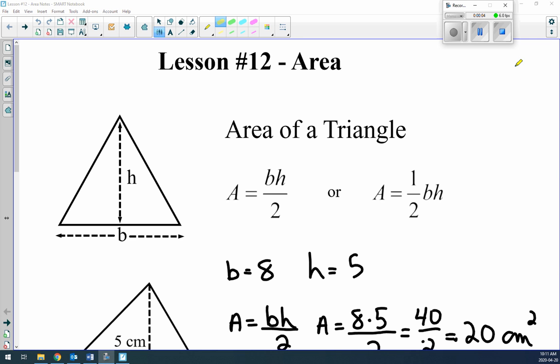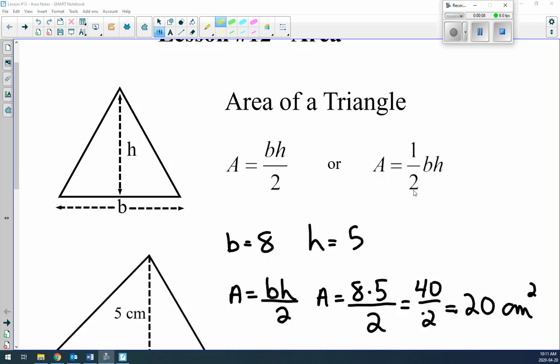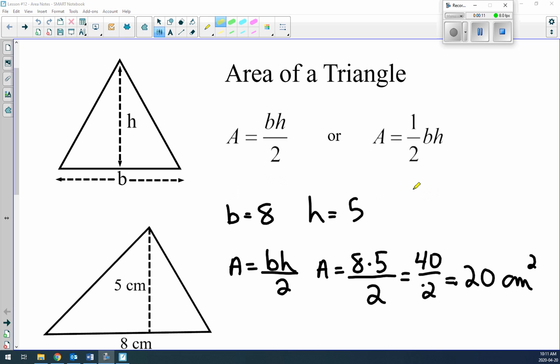Lesson 12, area. So what we're going to work through today is a bunch of different formulas for the area of something. This would be like if you're replacing carpet in the home or you wanted to paint the wall, you would look at area. So let's start with a triangle.